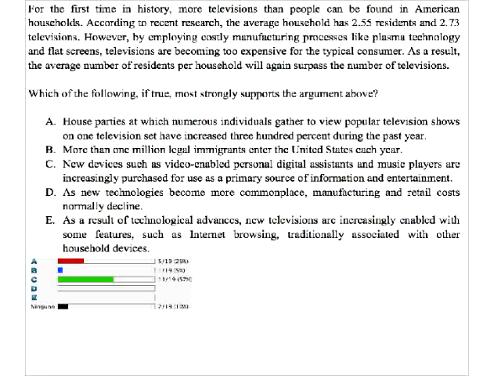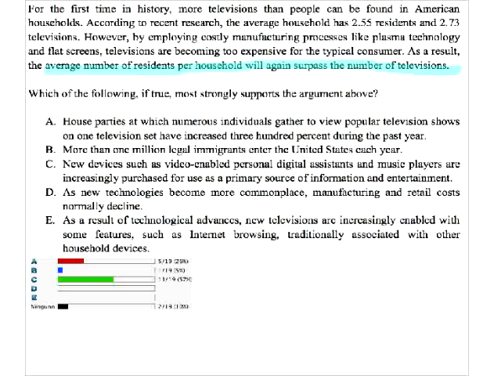So, for the first time in history, more TVs than people can be found in American households. Blah, blah, blah, numbers. These numbers don't help you because they just are the same as the statement that came before them. However, by employing costly manufacturing processes, televisions are becoming too expensive. As a result, the average number of residents per household will again surpass the number of televisions.